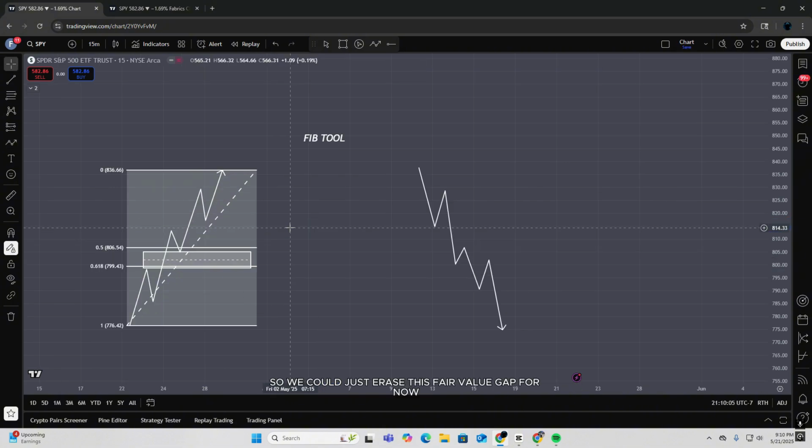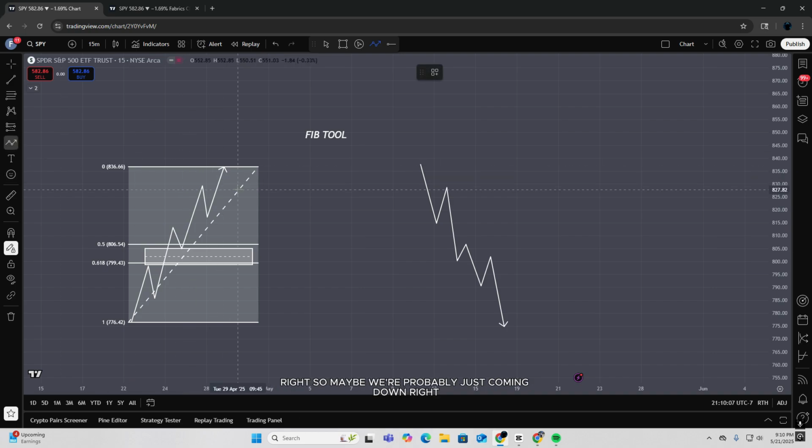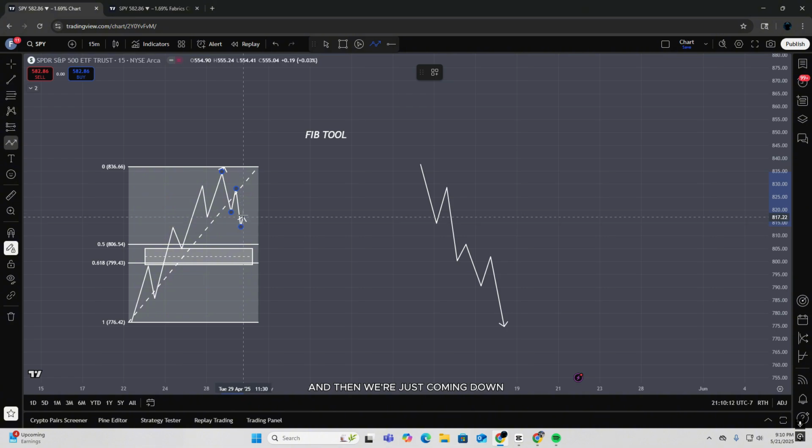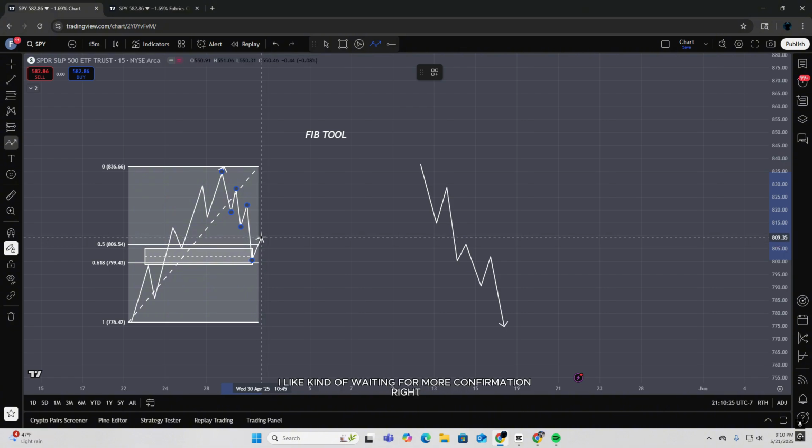So we could just erase this fair value gap for now, right? So maybe we're just coming down, we stop inserting the higher high and then we're coming down all the way to this fair value gap. From here, if you're trading futures, it's fine to just take a trade here, knowing that your stop loss is a close underneath. But since I trade options, I like waiting for more confirmation, right?